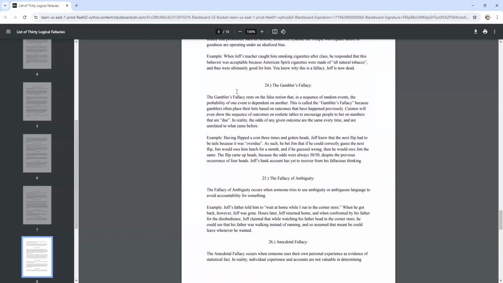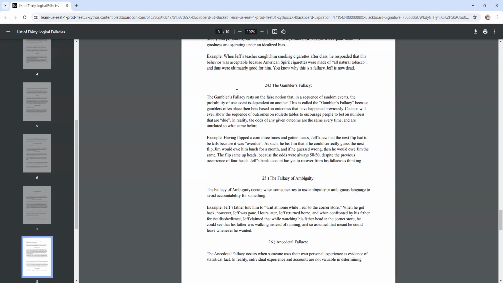The gambler's fallacy rests on the false notion that in a sequence of random events, the probability of one event is dependent on another, specifically the previous event. This is called the gambler's fallacy because gamblers often place their bets based on outcomes that have happened previously. Casinos will even show the sequence of outcomes on roulette tables to encourage people to bet on numbers that are, quote, due. In reality, the odds of any given outcome are the same every time and unrelated to what came before.